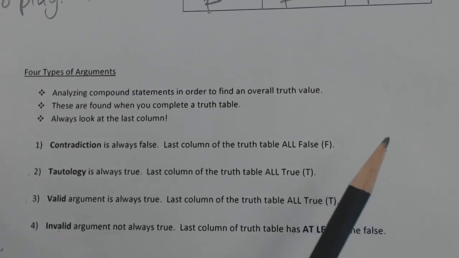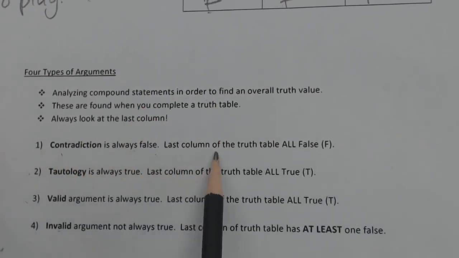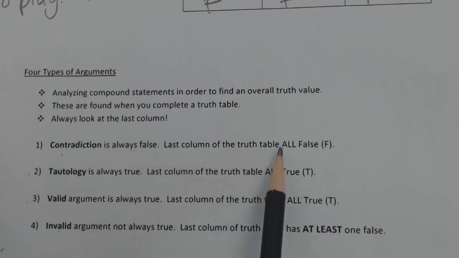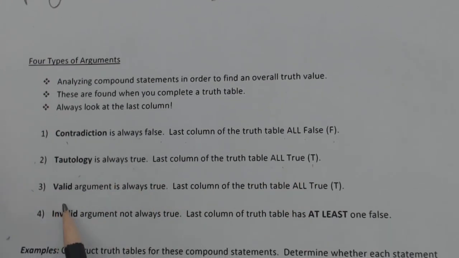We can have different types of arguments. Contradiction is always false. The last column of the truth table has to be all false. A tautology is always true. The last column is going to be all true. Valid arguments are always true. Last column of the truth table, all true. An invalid argument is not always true. The last column has at least one false.